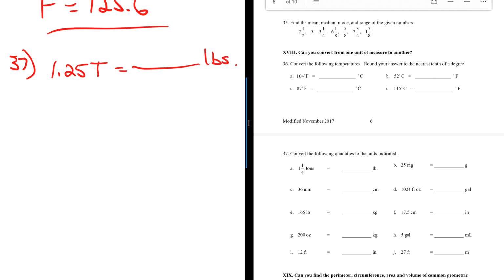Okay, what do I know? I know that 1 ton equals 2,000 pounds. All right, the tons cancel out. And then I've got 1.25 times 2,000. And so it equals 2,500 pounds. 1.25 tons is 2,500 pounds.